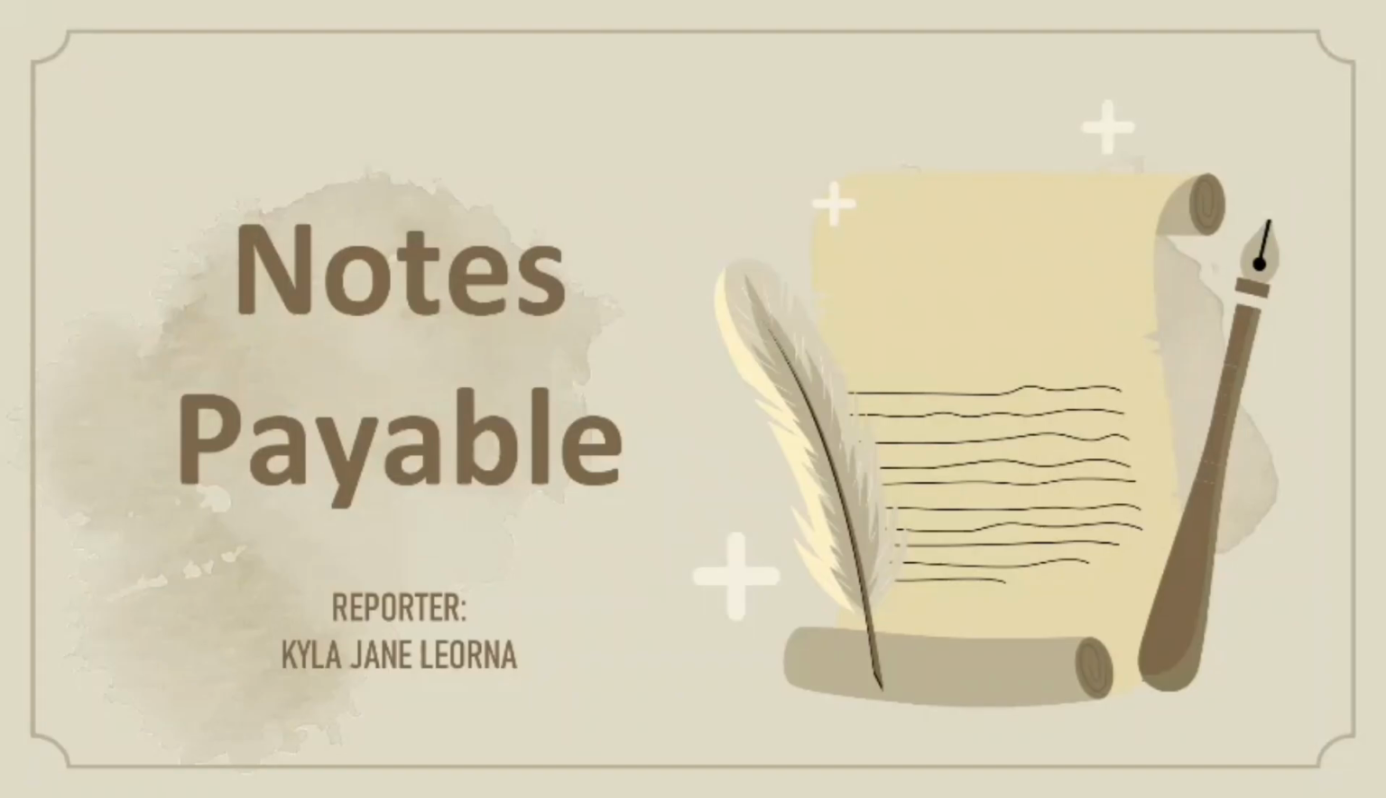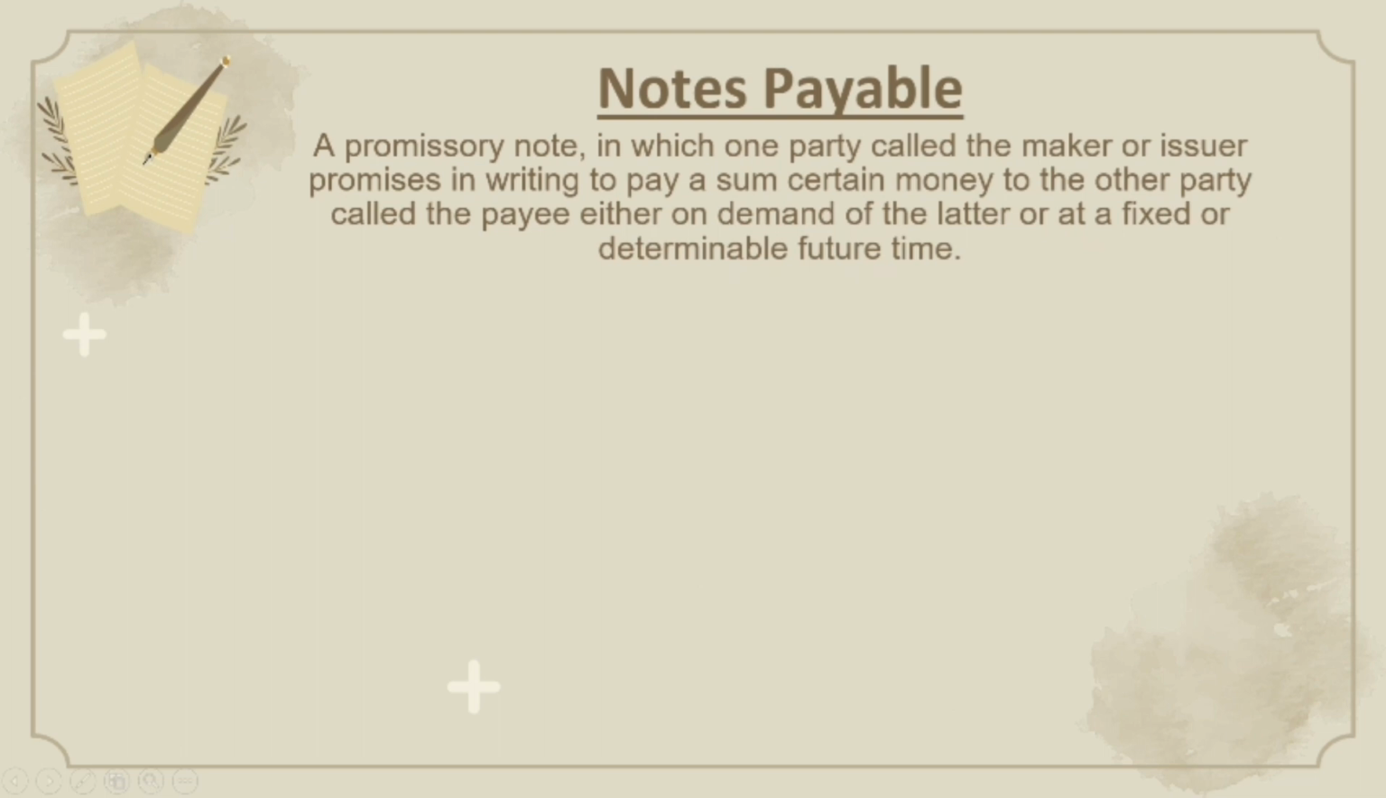Good day everyone, I am Kyla Jean Liorna and I am going to discuss notes payable, loans payable, and debt restructuring. First, let us discuss notes payable. A note payable is a promissory note in which one party, called the maker or issuer, promises in writing to pay a sum certain in money to the other party, called the payee, either on demand of the latter or at a fixed or determinable future time.